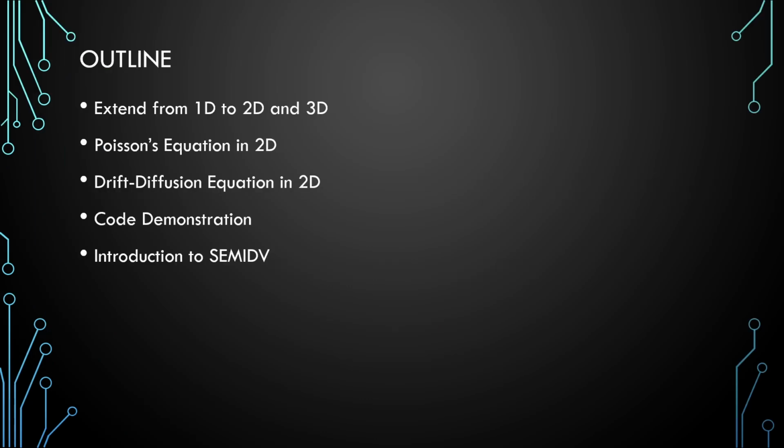In this lecture, I'm going to extend our problems from 1D into 2D and even 3D. So first, I'm going to talk about the Poisson's equation in 2D, as well as the Drift-Diffusion Equation, and then I'm going to show you some code demonstration for how to solve 2D Poisson's equation. And in the end, I'm also going to introduce you to a semiconductor device simulator called SEMIDV, which can solve the 2D Poisson's and the Drift-Diffusion Equation.